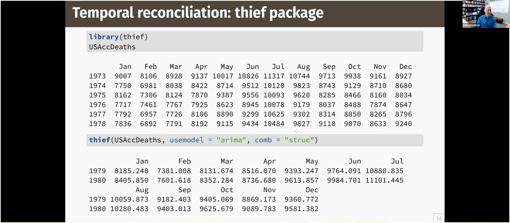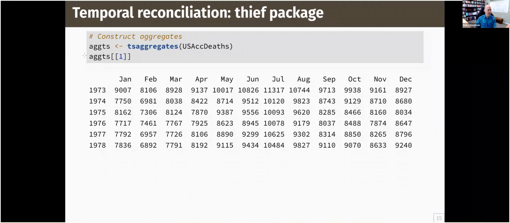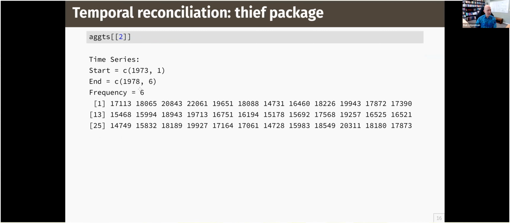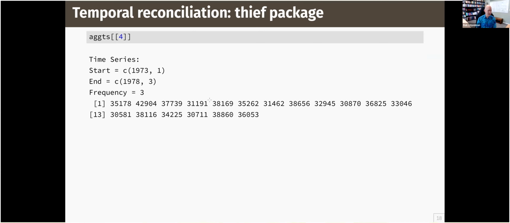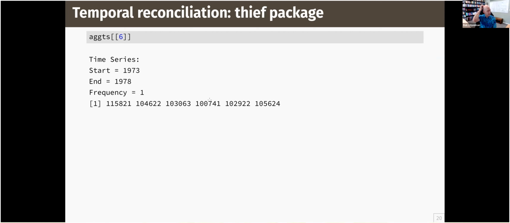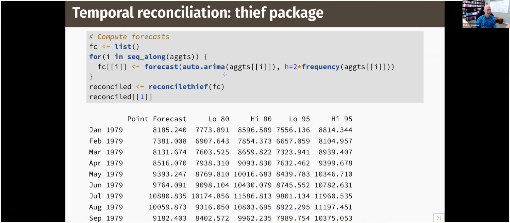Let me now do it in stages. So that's the really fast way to do it, but let me do it in stages to show you what's going on. So what it does is it forms the aggregates. You don't have to do this in practice. I'm just going to show you all of the steps that were involved in that single call. The ts aggregates function creates all of the aggregates. So that's the monthly data, the data at frequency 6. So that's 2-monthly data, 3-monthly data or quarters, 4-monthly data, half-year data, and 1 year data. And then basically it's constructing forecasts from all of those using an ARIMA model. So it's applying the auto.arima function on each of those series, and it's forecasting 2 years ahead.